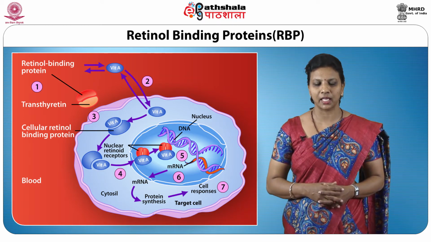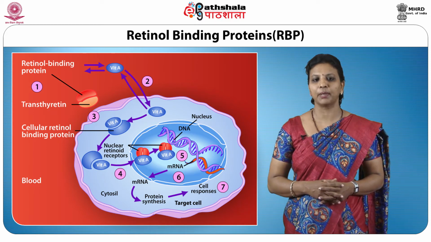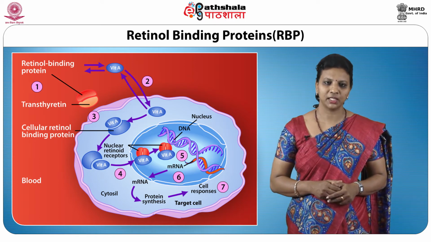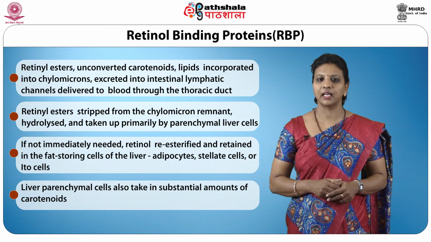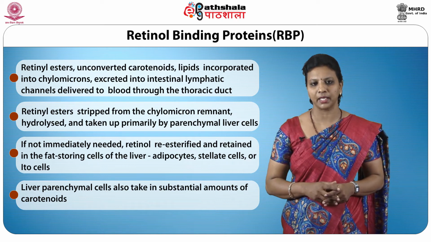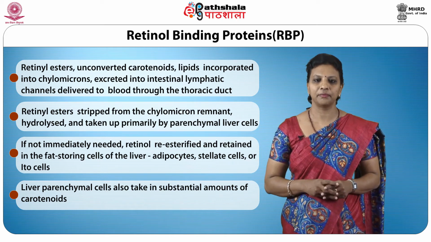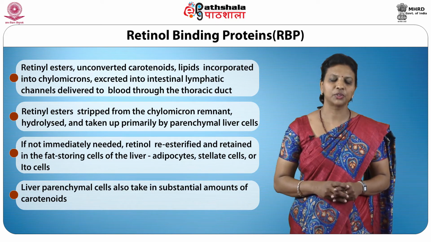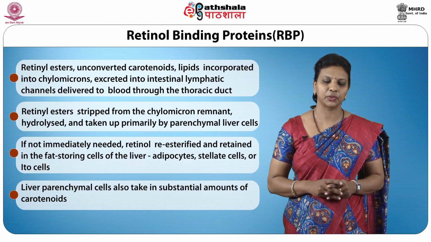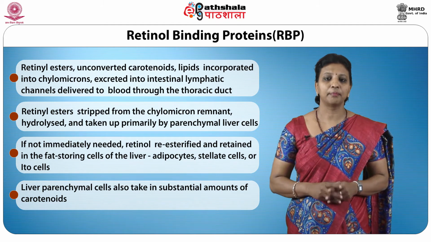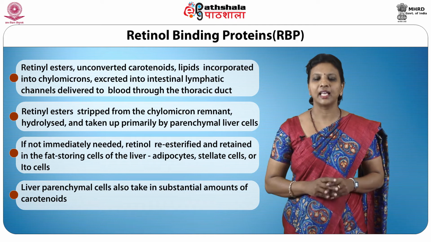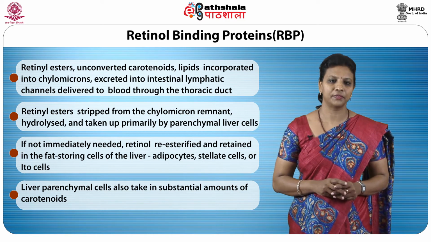Once delivered into a cell, vitamin A is picked up by various binding proteins which are different from the proteins that serve to transport vitamin A within the blood. Retinyl esters and unconverted carotenoids, together with other lipids, are incorporated into chylomicrons, excreted into intestinal lymphatic channels and delivered to the blood through the thoracic duct. Tissues extract most lipids and some carotenoids from circulating chylomicrons, but most retinyl esters are stripped from the chylomicron remnant, hydrolyzed and taken up primarily by parenchymal liver cells.